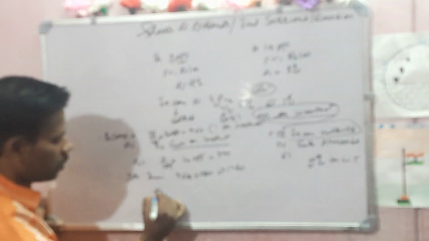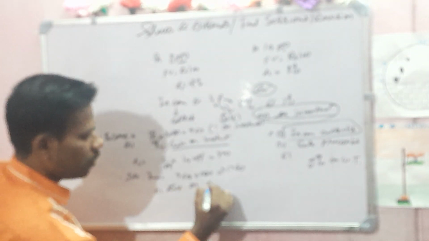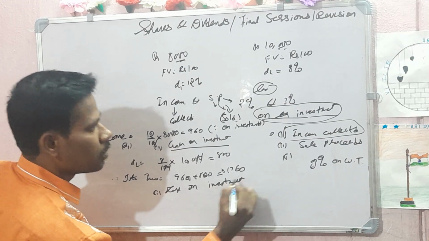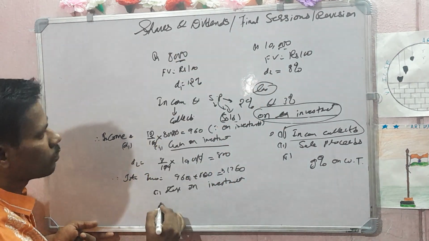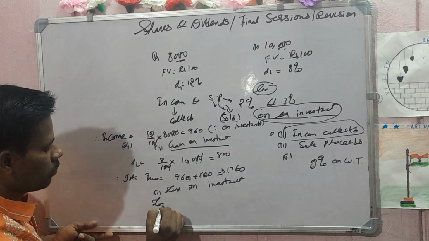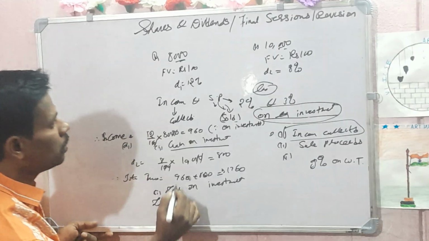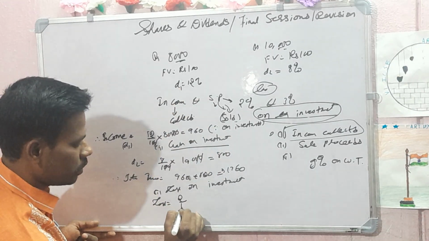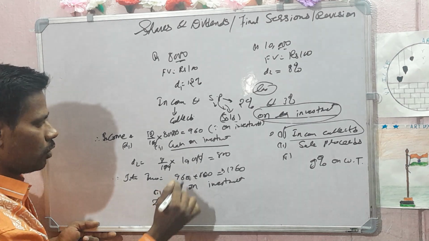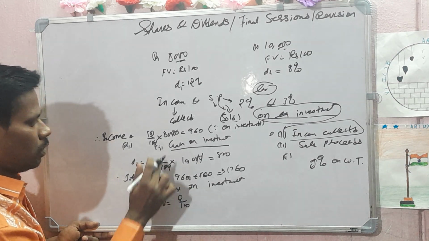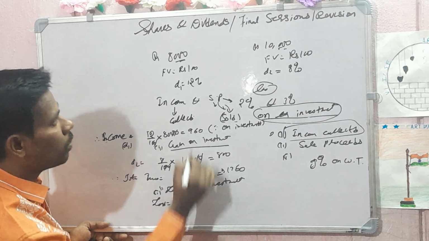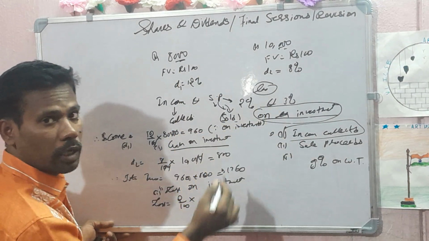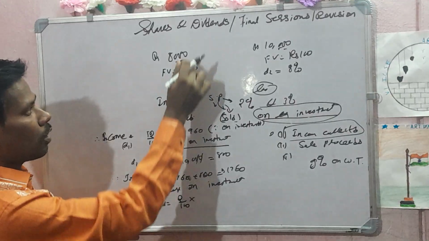Next, loss on investment. What is the loss given? 2% on the investment. Loss is equal to 2%. You can write another subheading. First one is gain on investment, second one is loss on investment. That is nothing but 2 by 100 into the loss percentage given as 2% and 3% on the investment.